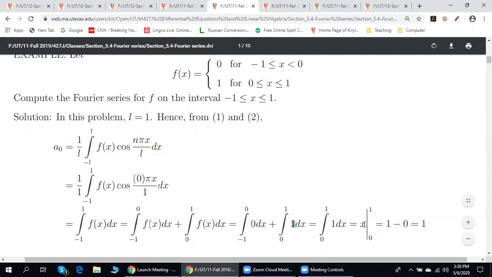Antiderivative of 1 is x. We plug in 1, we plug in 0, and a0 is equal to 1. Guys, any questions about a0?